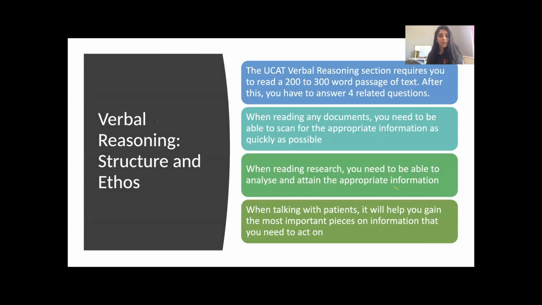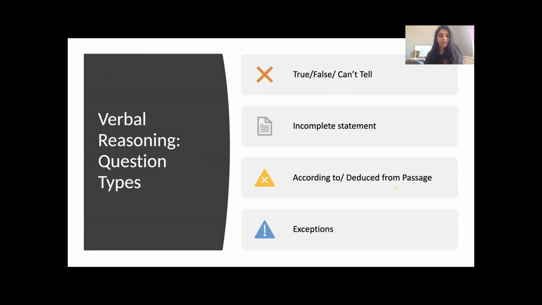So these are the different types of questions. You'll either have true, false, can't tell, in which you'll be given a statement and you have to work out if that's true, false, or you can't tell from the passage. There'll be incomplete statements where they'll literally give you an incomplete statement and ask you to finish it off. And then the according to or deduced from the passage questions will ask you to see whether a conclusion can be drawn from the passage. And then the exceptions questions will give you 3 incorrect answers and 1 correct answer. So you need to work out which one is an exception.